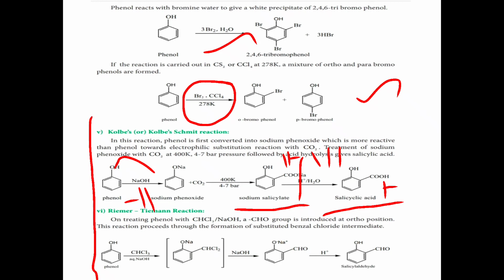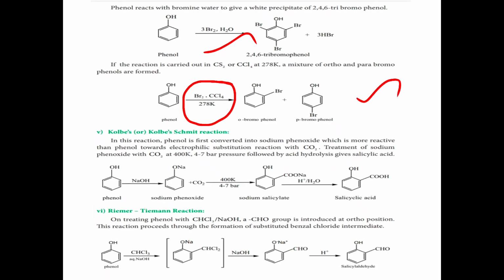Okay, I repeat again: phenol, addition of sodium hydroxide, sodium phenoxide is formed. The second step, we have to add carbon dioxide, 400 K temperature, 4 to 7 bar atmospheric pressure. The ONa and COO are attached to the ortho position of the phenolic group, followed by hydrolysis, OH, and salicylic acid. At the ortho position to the OH, the COOH group is added. This is called salicylic acid.